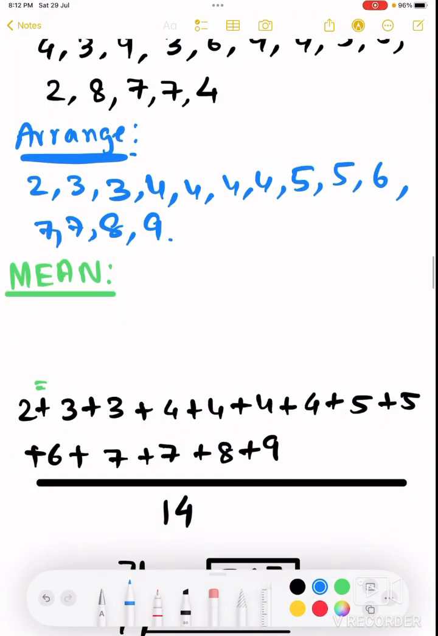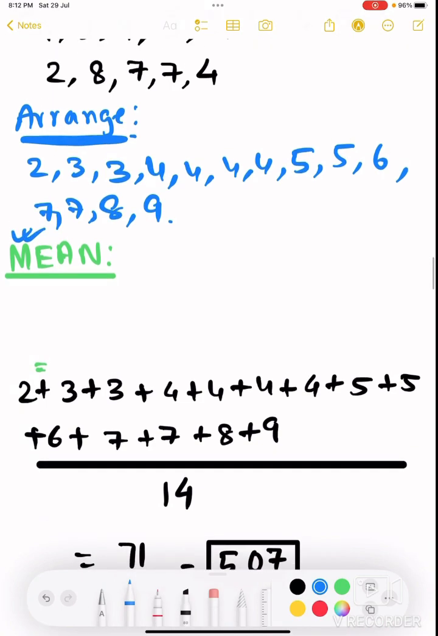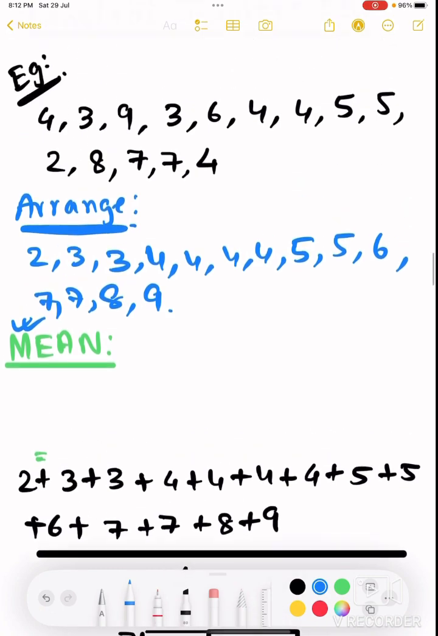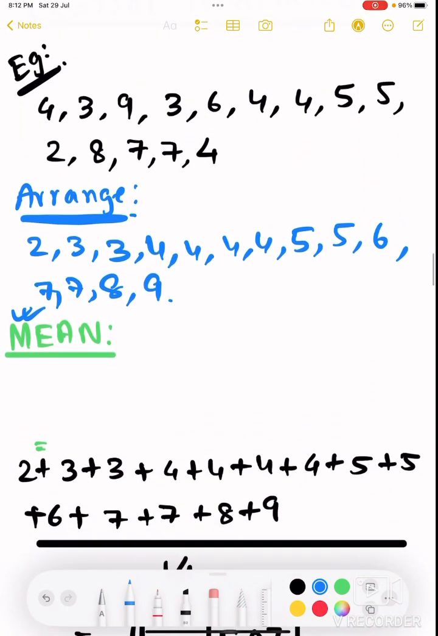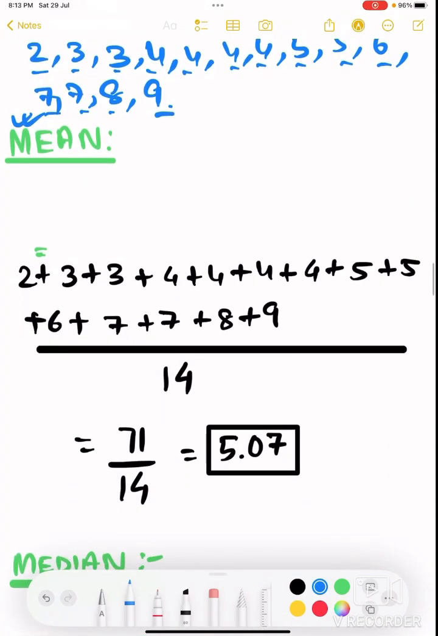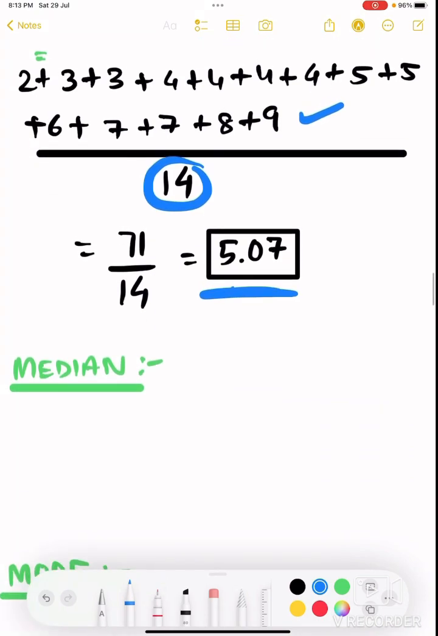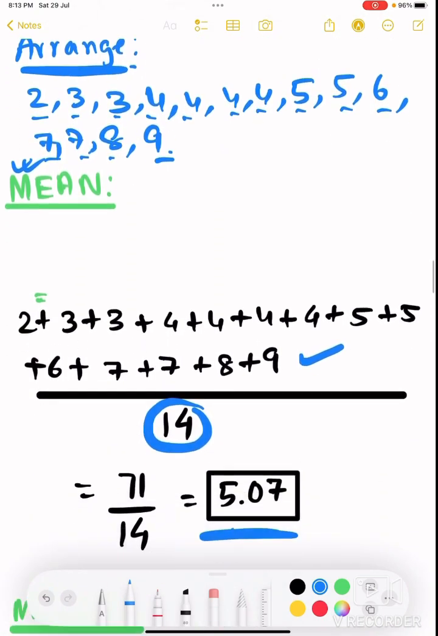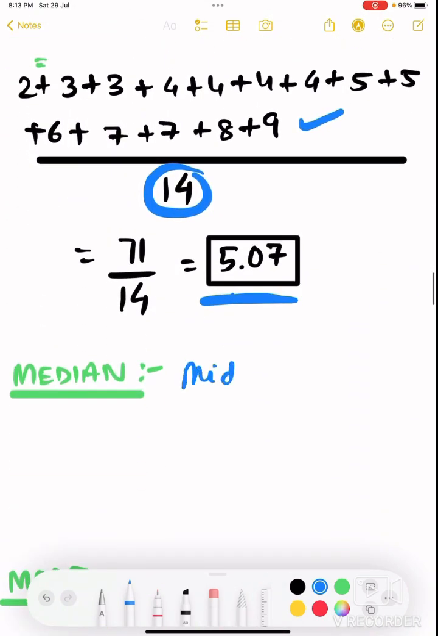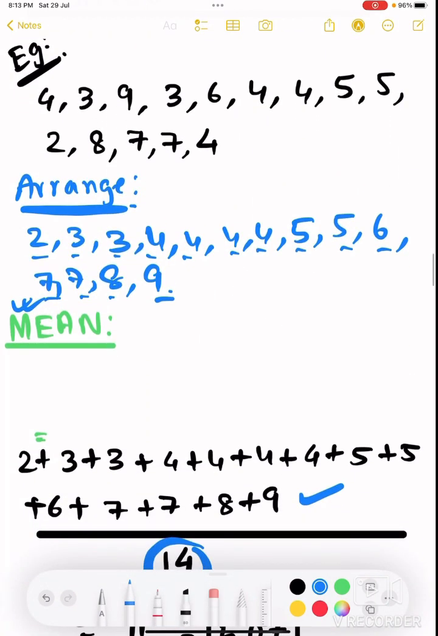So what is the mean? Everyone of you must be knowing what is mean. Add all of them and count the total number of samples given: 1 2 3 4 5 6 7 8 9 10 11 12 13 14, right? So add them up and then divide by the total number, you get the mean, right? Then median. What is median? Median is the middle value, right? So the middle value in an even number population, you will get a proper middle value.